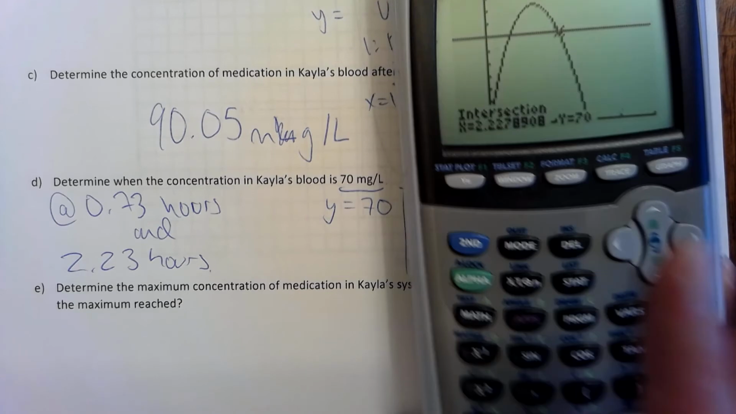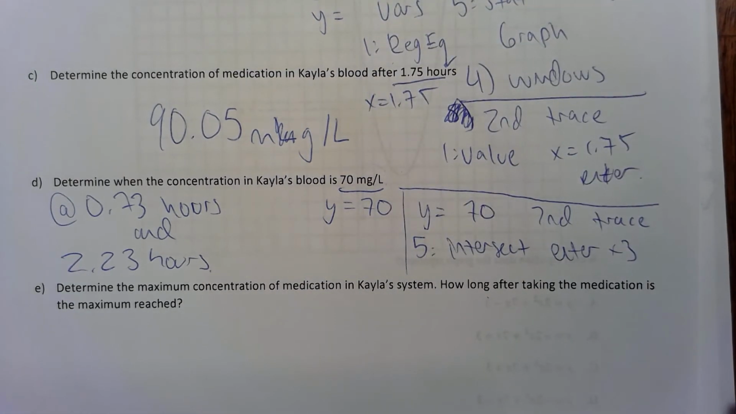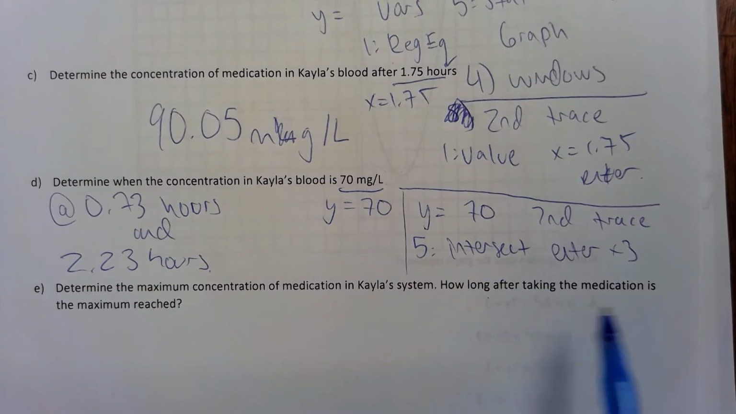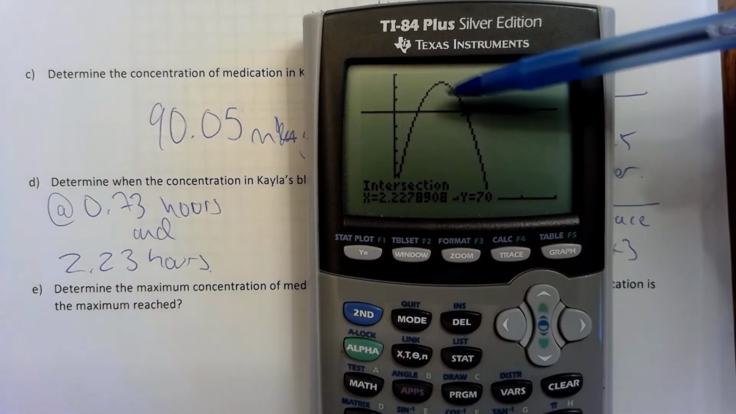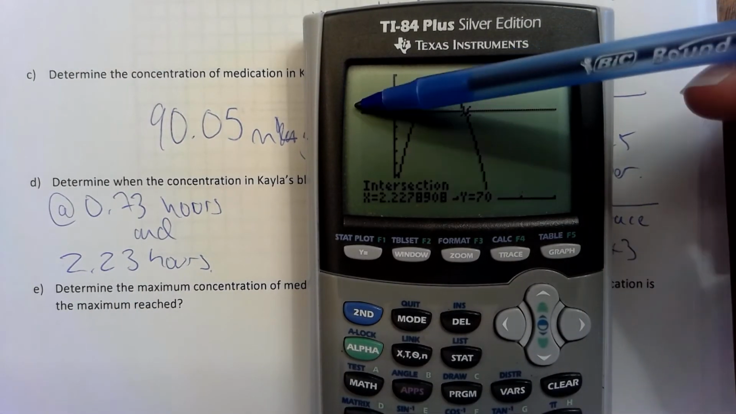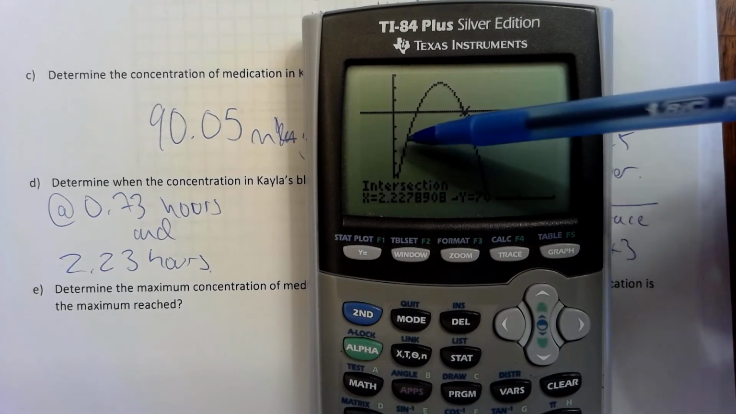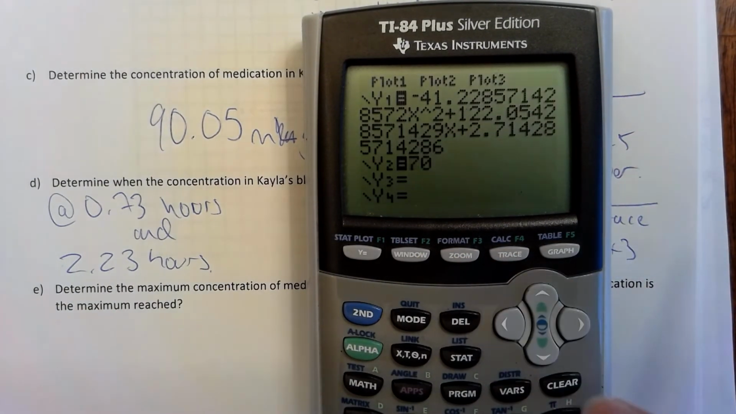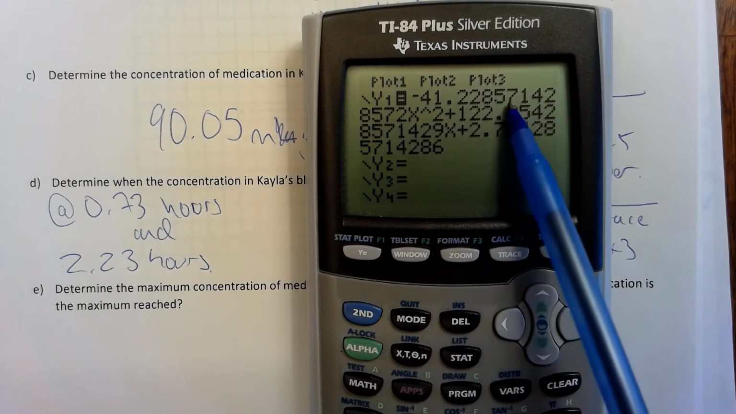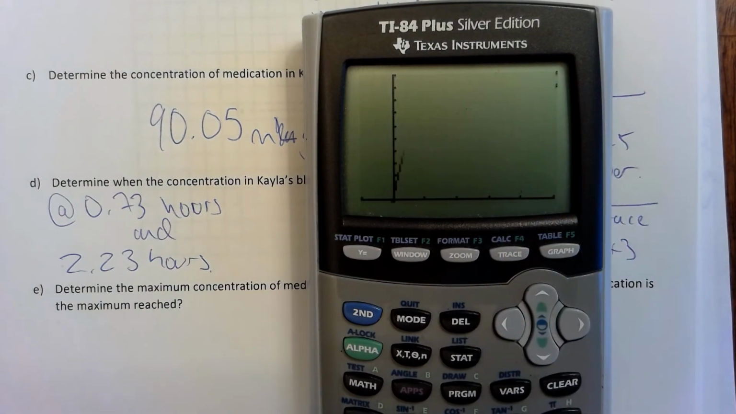Alrighty. Last one on the page here. Determine the maximum concentration of medication in her system. How long after medication is the maximum reach? So I want to know, when do we reach this top value right here? I really don't need this line in here anymore, and you could probably leave it. I just don't want it to confuse me. So I'm going to go down and clear it. Make sure I don't clear the equation because it'd be super annoying to have to put back in. So just to get rid of that so I'm not accidentally on that one somehow.